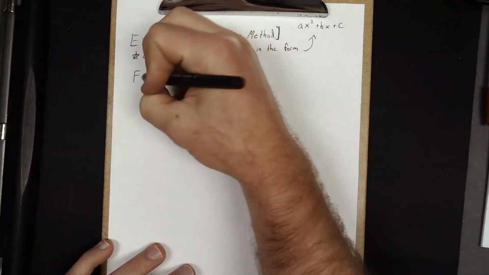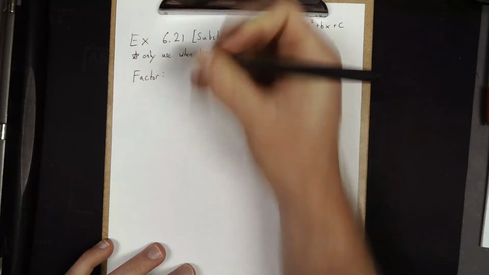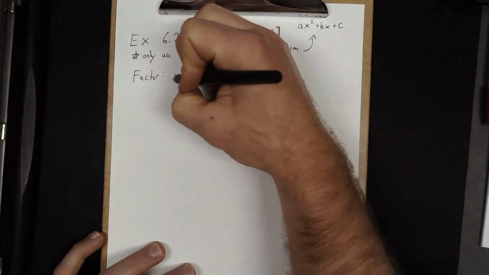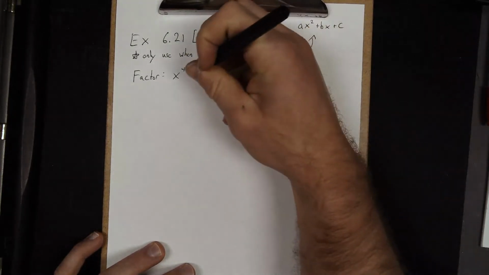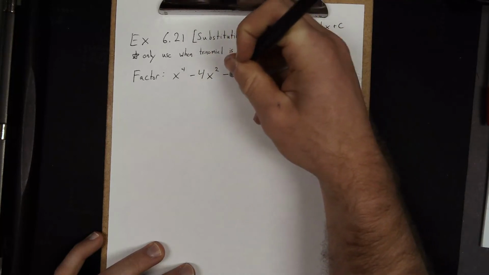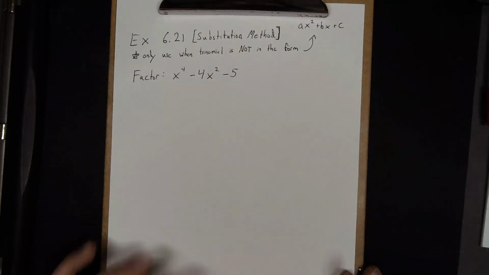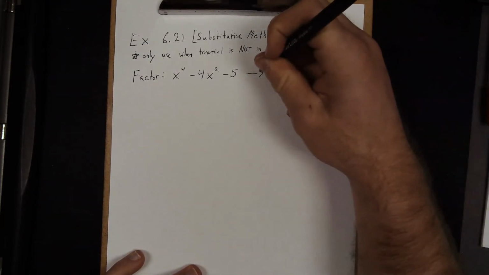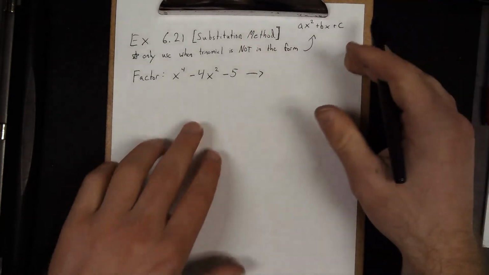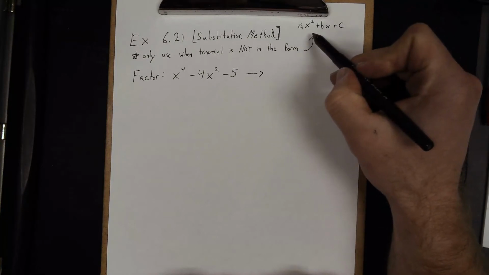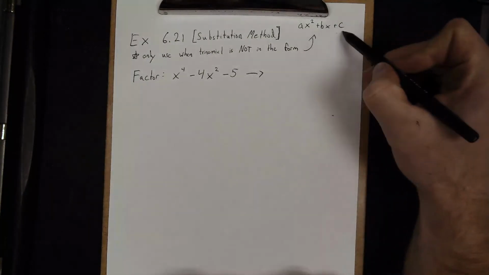So our trinomial is x to the fourth minus 4x squared minus 5. So don't freak out. It's actually pretty straightforward. Our first step, and let's think about this for a second before we do our first step. Wouldn't it be nice if we could get this to look like this?